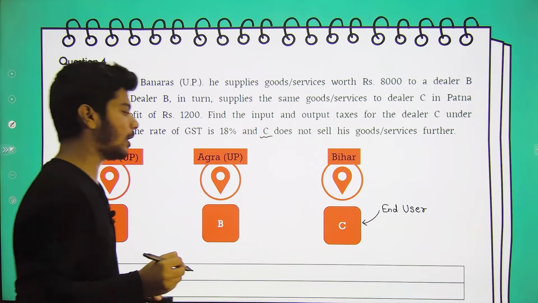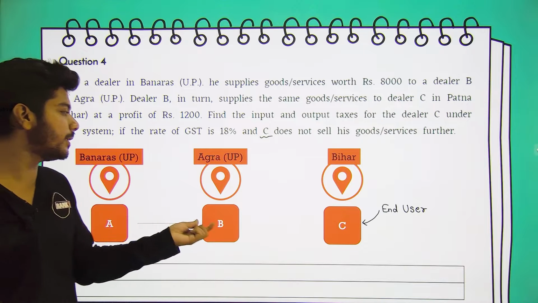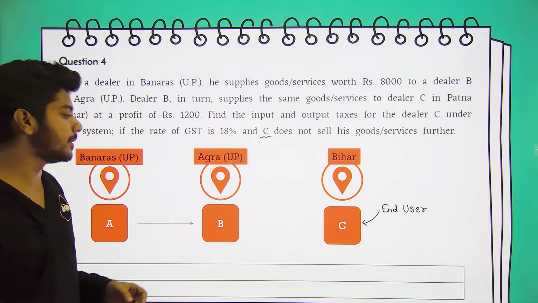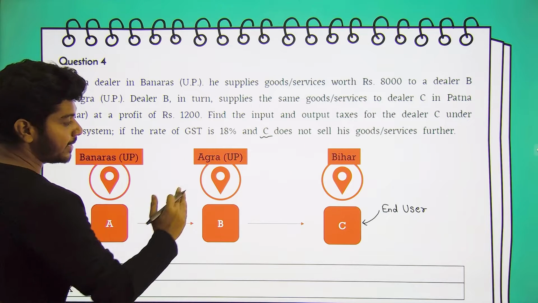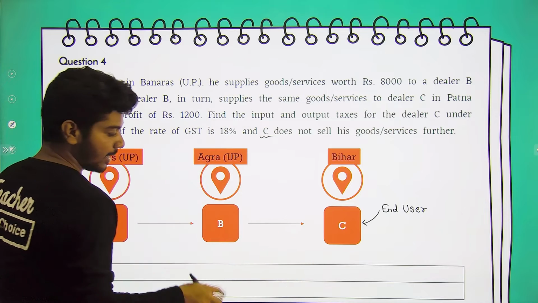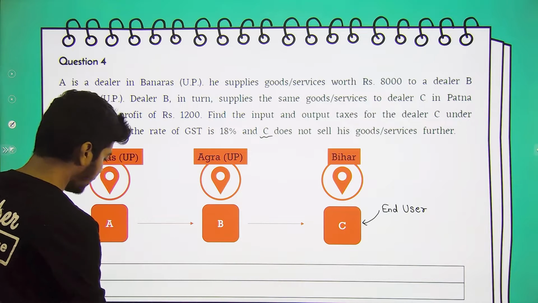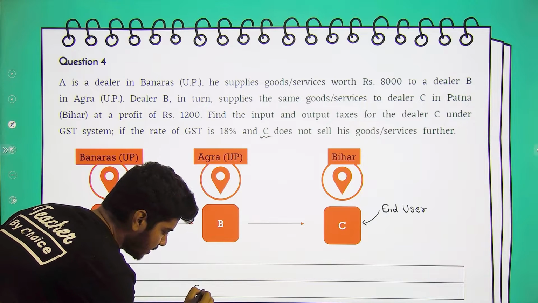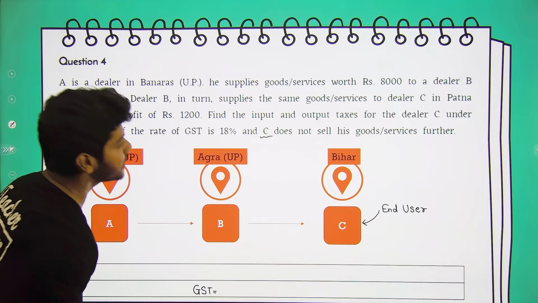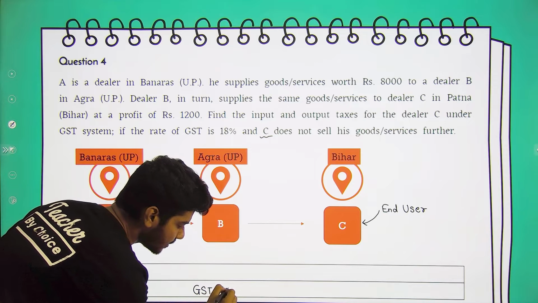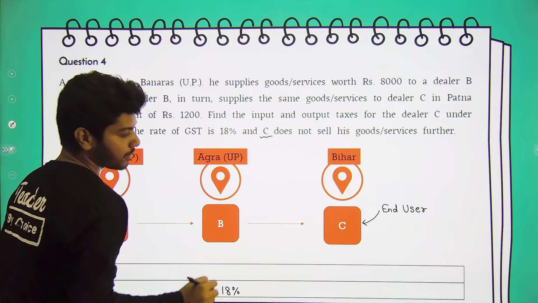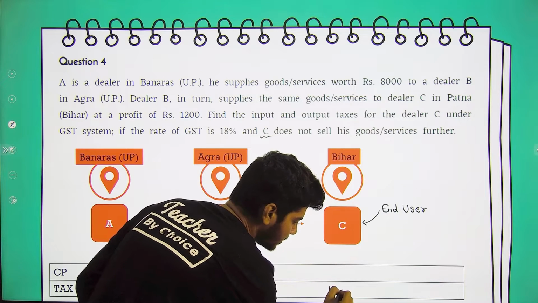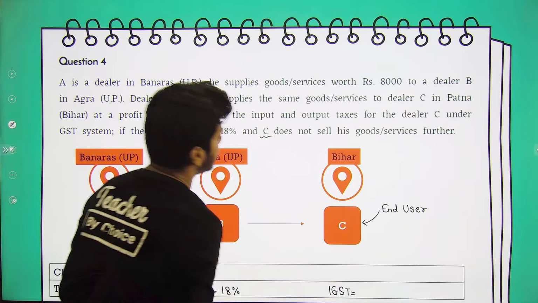Okay, now let's see how the product flows from A to B to C. Banaras UP, Agra UP, same state. Then change of state, right? In change of state, we will calculate IGST. And when the state is not changed, we will calculate GST as CGST, SGST. The percentage they have given is 18%. In this case, we will calculate our IGST, which is equal to how much?